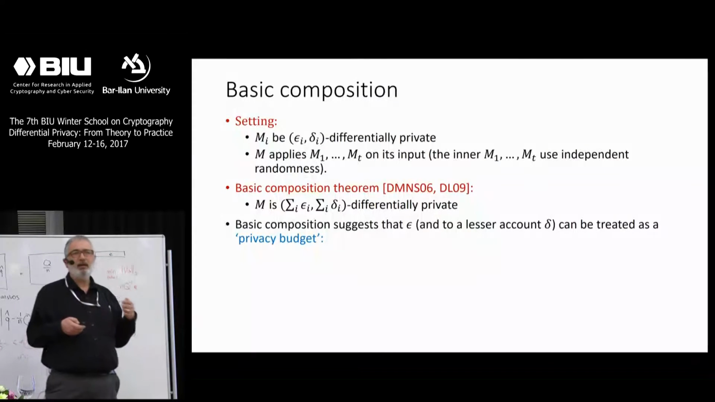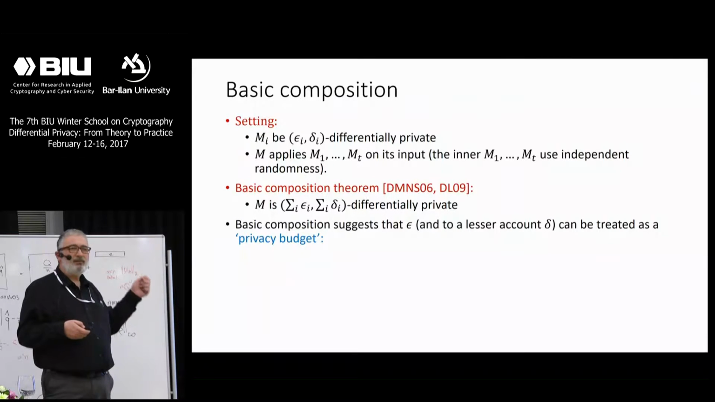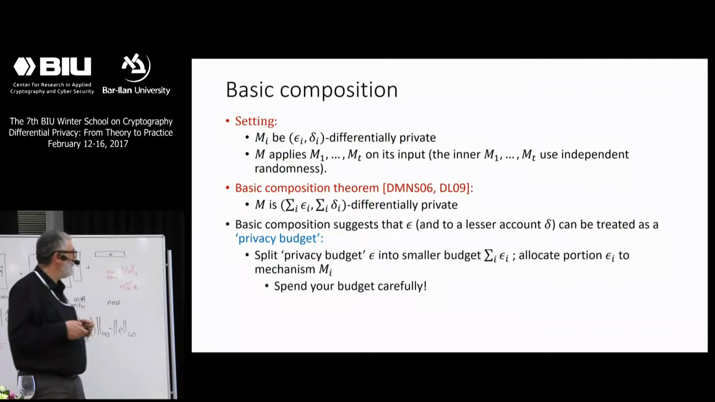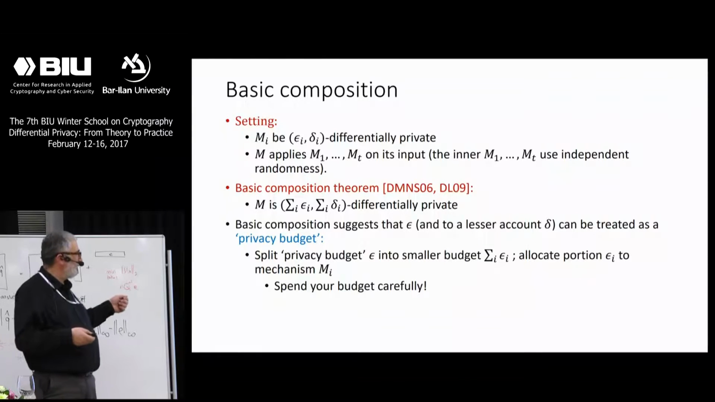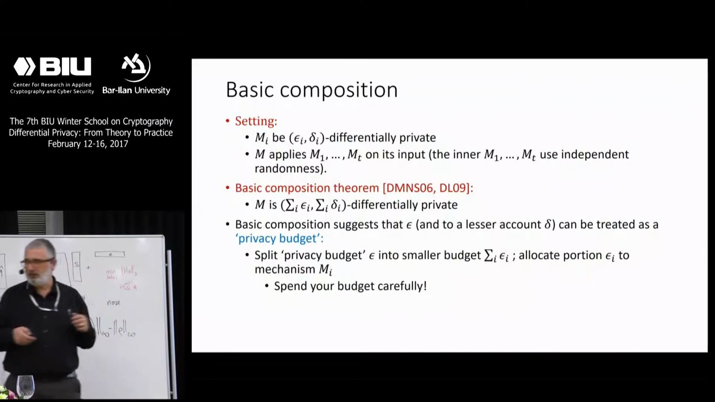So this is why we're talking about these, especially about epsilon, as a kind of privacy budget. The privacy parameter gives us a budget that we can use throughout our computation on smaller computations. Okay? So we want to split our privacy budget into smaller quantities, and we want to do it carefully and smartly.